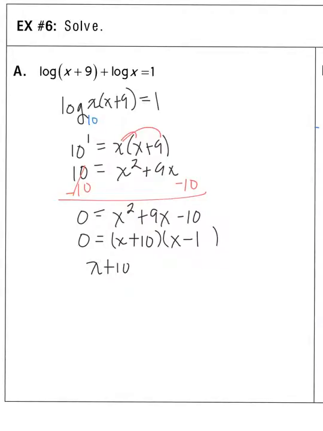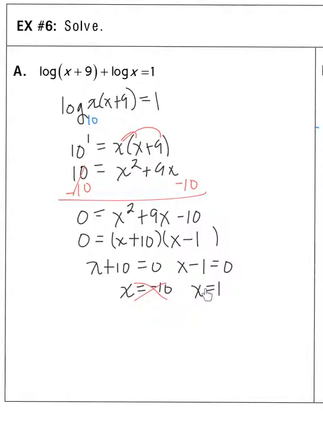If you set x plus 10 equal to 0 and x minus 1 equal to 0, you will get x is equal to negative 10 or x is equal to 1. We have to go and take this and check it into both of these. So if I put negative 10 up here, negative 10 plus 9 gives you negative 1. It is not going to work here. We cannot take the log of negative 1. Try putting that into your calculator, you're going to get an error message. Same thing here, if I put negative 10 here, you cannot take the log of a negative number. So it's going to give you an error message there as well. So we are going to cancel out x equals negative 10.